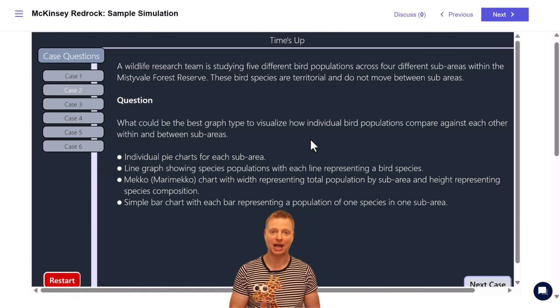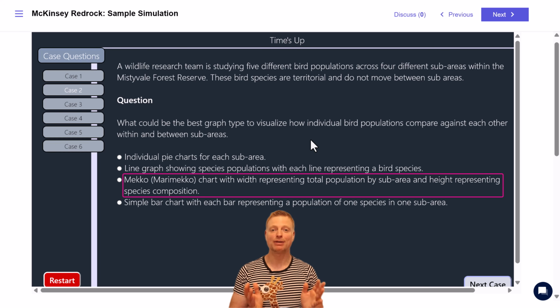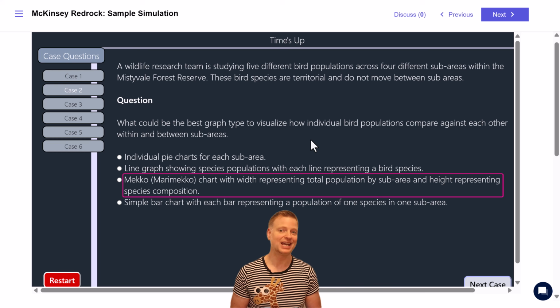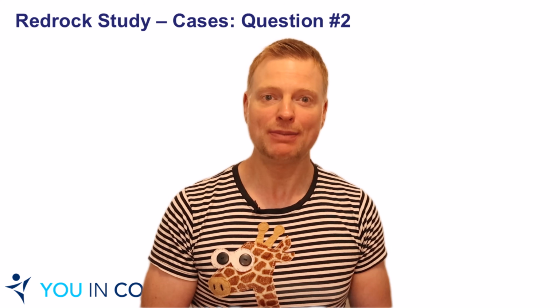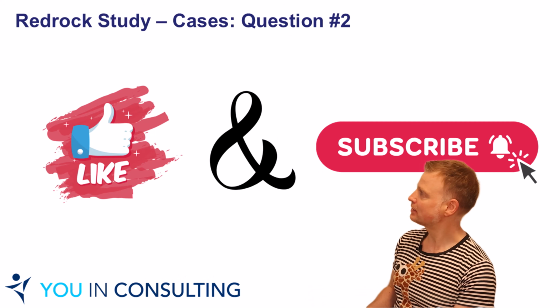This leaves us with answer option 3, the Marimekko chart, which name always reminds me of a Finnish design brand that my sister loves, but well, this is what we want. The chart as described would look like this.